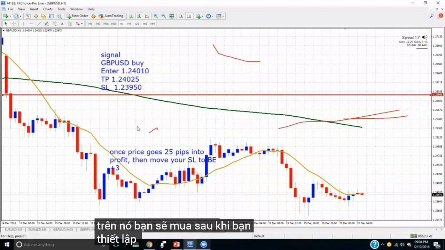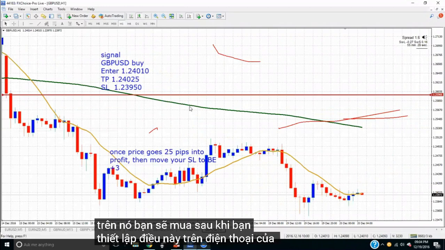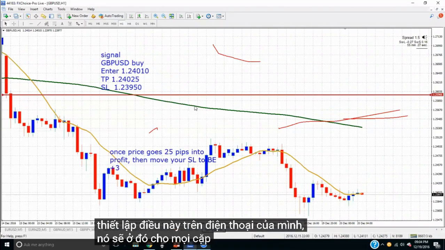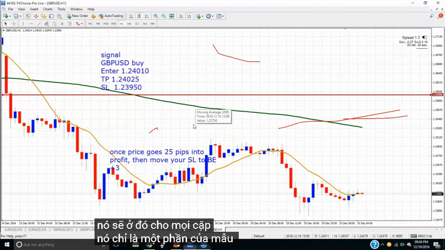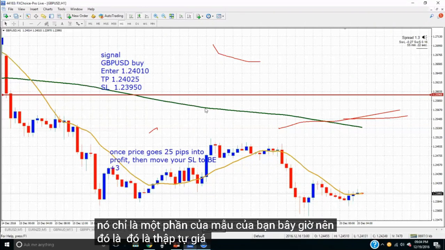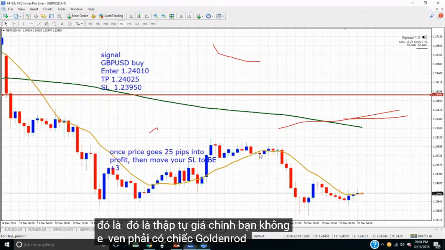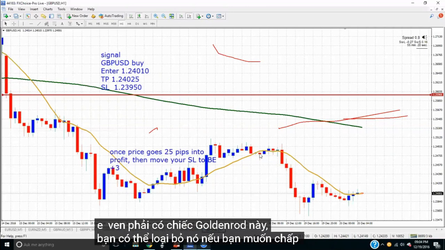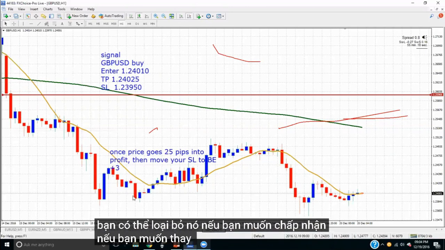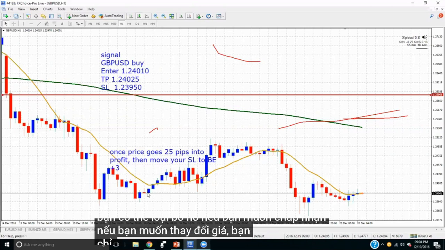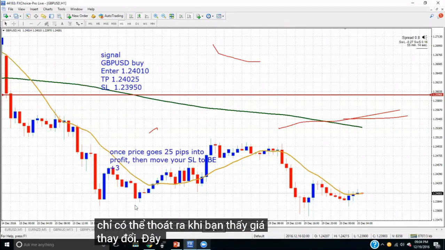Once you set this up on your phone, it's going to be there for every pair. It's just part of your template now. So that's the major cross. You don't even have to have this goldenrod, okay? You could get rid of it if you wanted to, because you could just get out when you see price changing. This is just a good indicator.